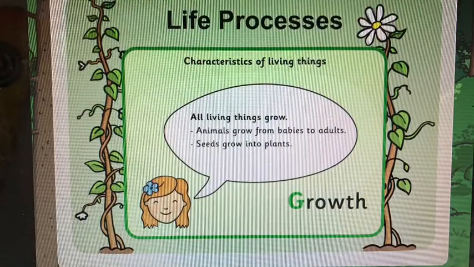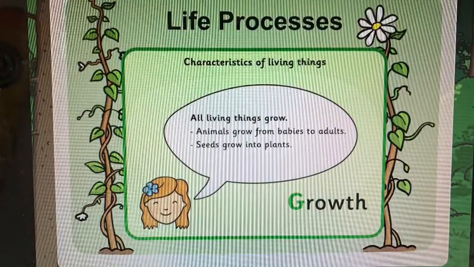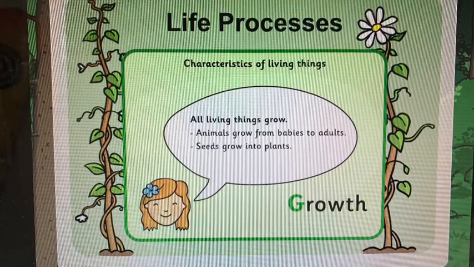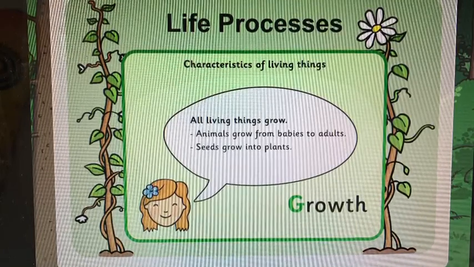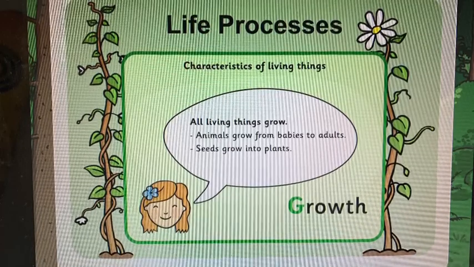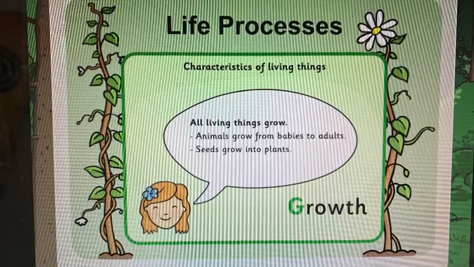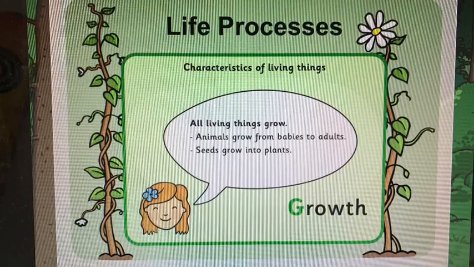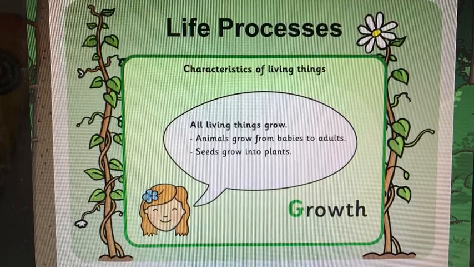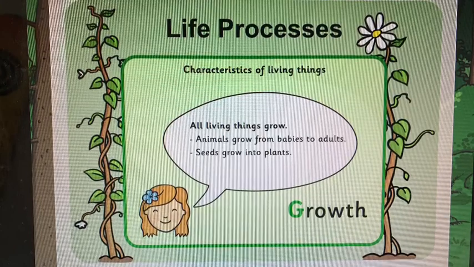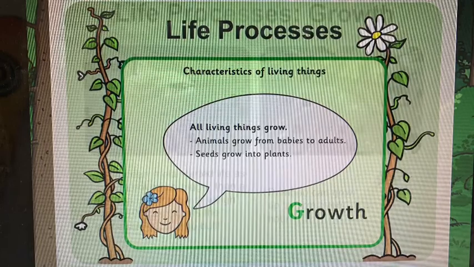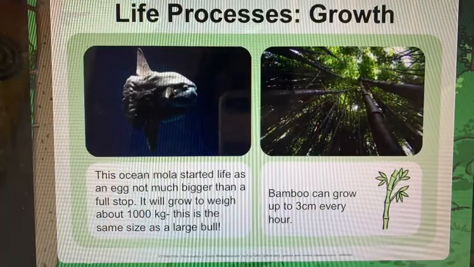G for growth. All living things grow. So animals grow from babies to adults. Think about yourselves, think about other animals that you see around, and you know that they start off as babies and then grow into adults. And seeds also grow into plants, so they start off as a seed and then they grow, and even when they turn into a plant they carry on growing towards the sun. So that's growth.